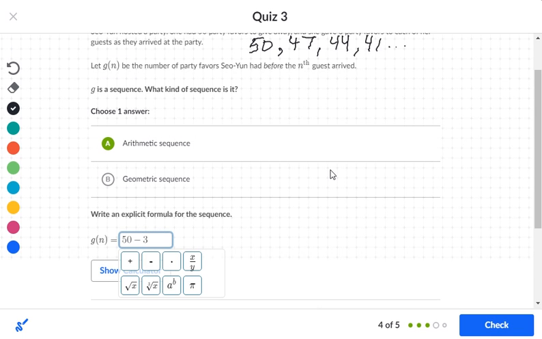Now, since this is arithmetic, it's not an exponent. So this n minus 1, we're going to finish up with n minus 1. This stays at the same level. So this is not an exponent. It stays at the same level with the 50 and the minus 3.